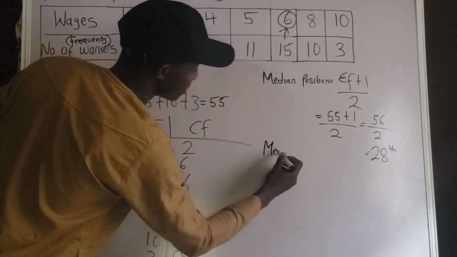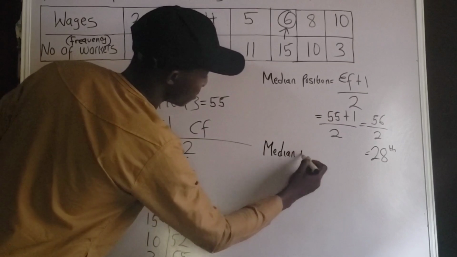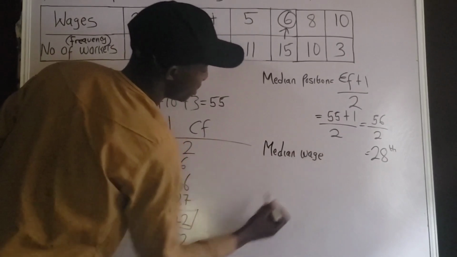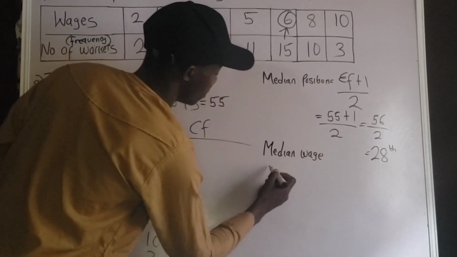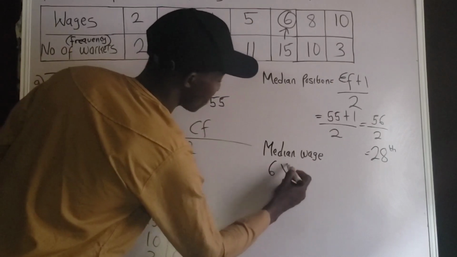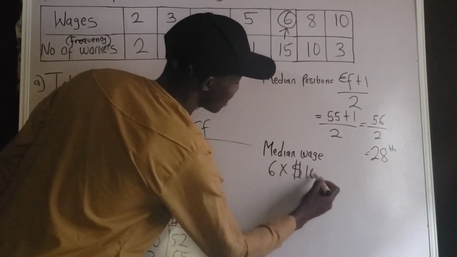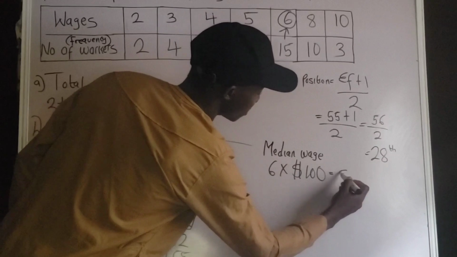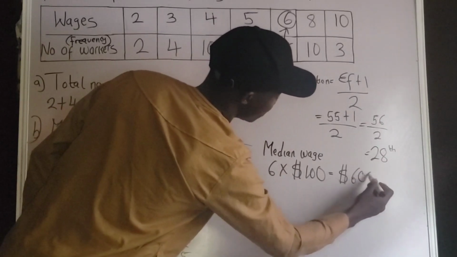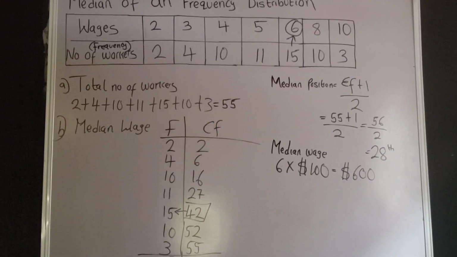So, in order to get the median wage, we are going to multiply 6. The median wage is what? 6 multiplied by $100. Are you getting it? That will be what? $600. So the median wage of this frequency distribution is $600. So that is how to calculate the median of the frequency distribution. Now let us proceed to the mode of the frequency distribution.